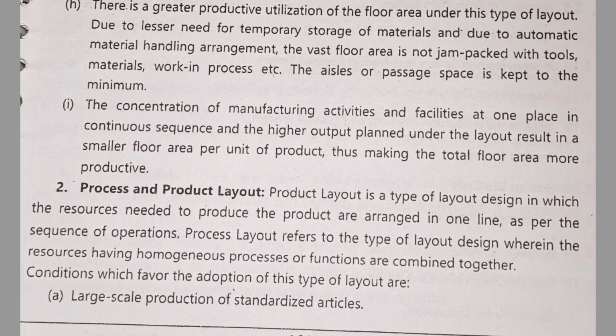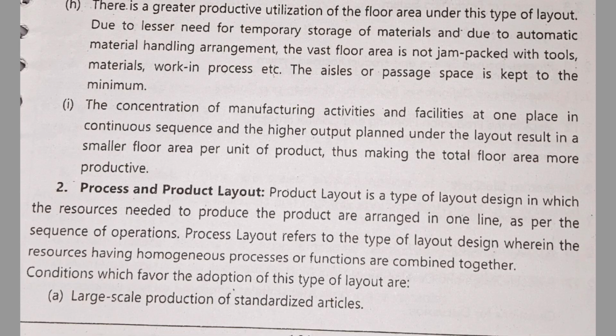Ninth, the concentration of the manufacturing activities and facilities at one place in continuous sequence and the higher output planned under the layout result in smaller floor area per unit of product, thus making the total floor area more productive. Second type, process layout.